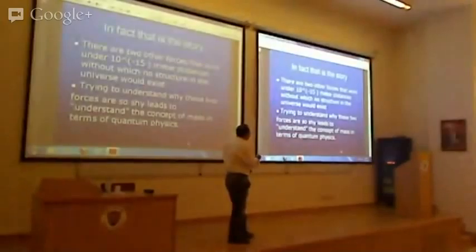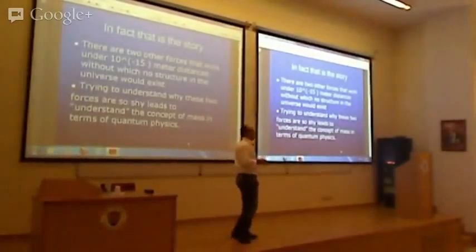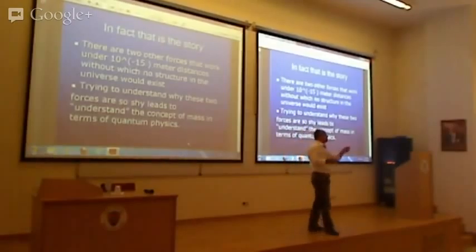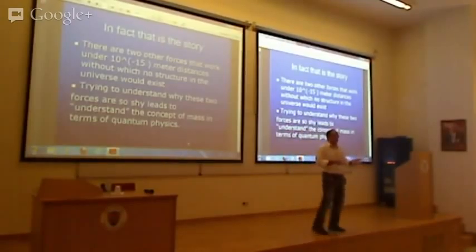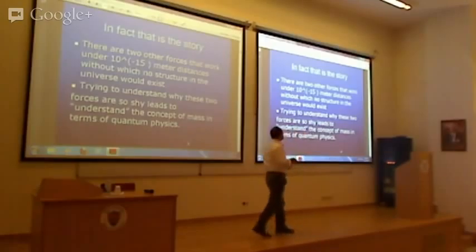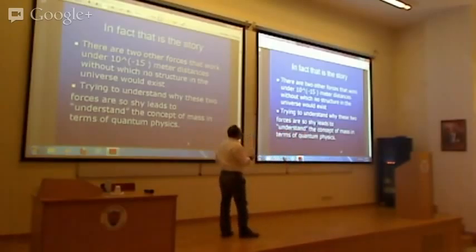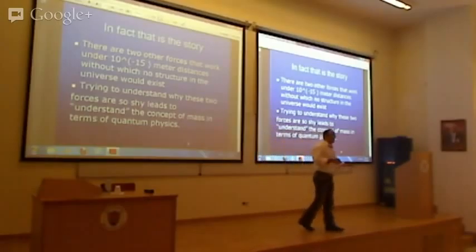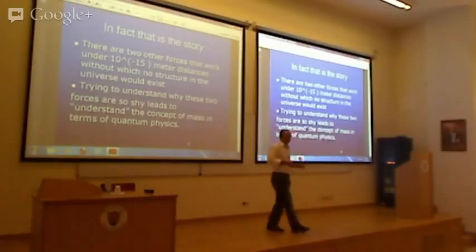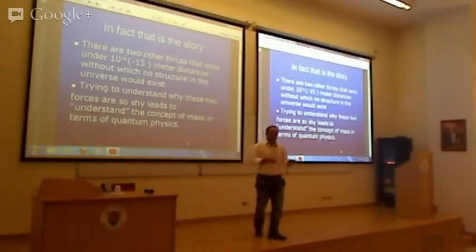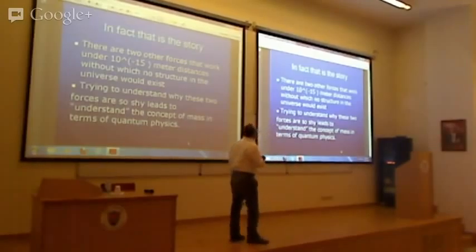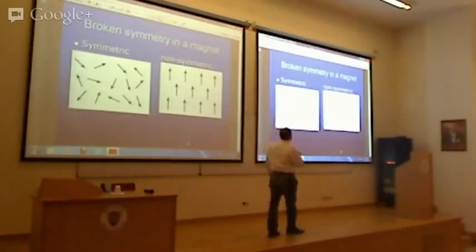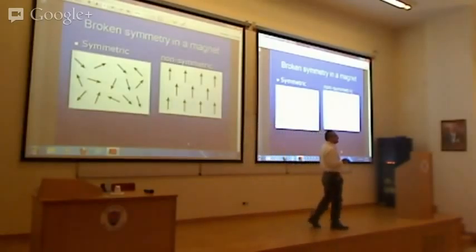Now, in order to understand why they are so shy, meaning why we don't really see them at macroscopic scales or even atomic scales, like an angstrom, we have to understand the concept of mass in terms of quantum physics. That is important. Okay? So mass is essentially a quantum mechanical thing that we have to understand. Now, it will be related to broken symmetry. The universe essentially is like a piece of magnet.